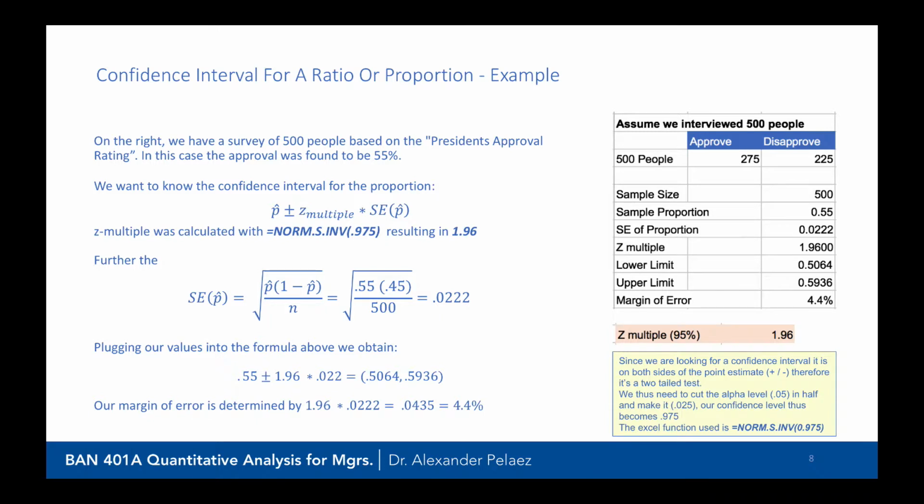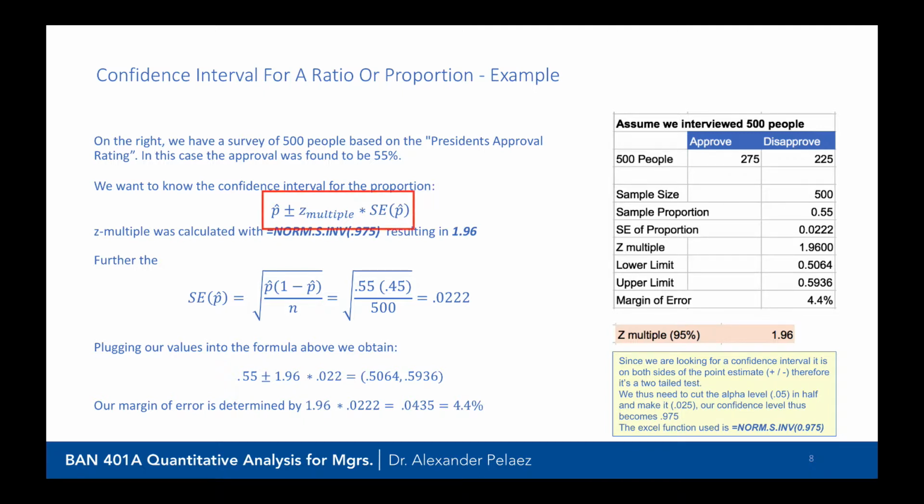On the right, we had a survey of 500 people based on the president's approval rating. In this case, it was found to be 55%: 275 approve, 225 disapprove. So our sample size is 500, and the sample proportion is going to be 0.55.